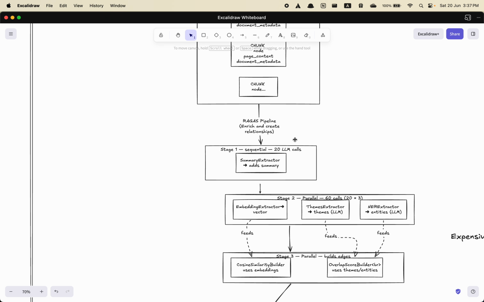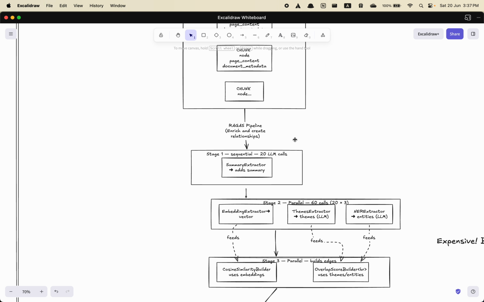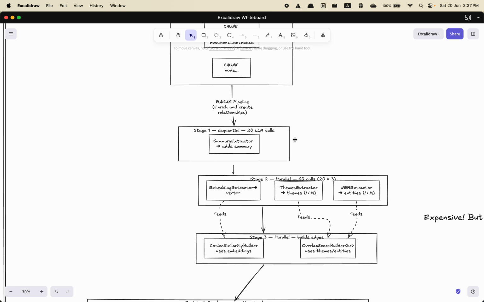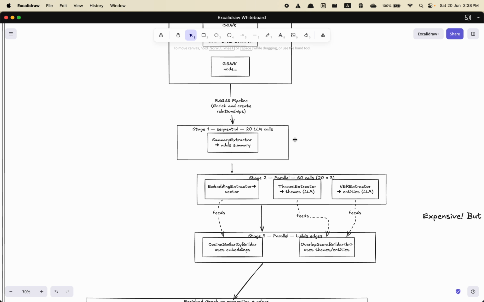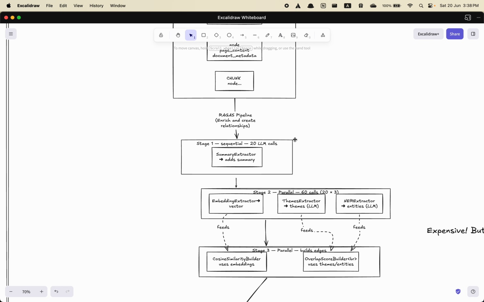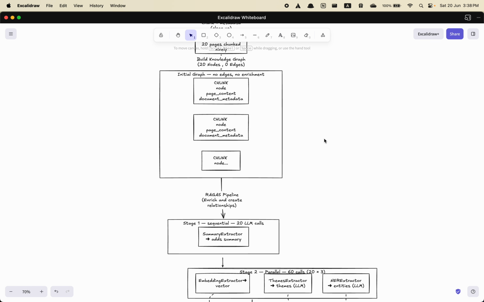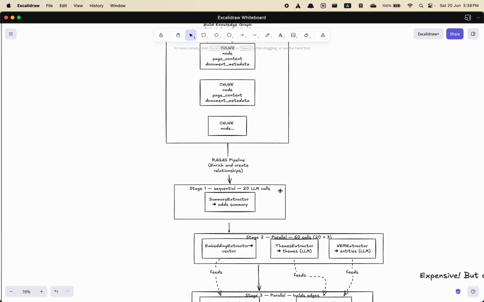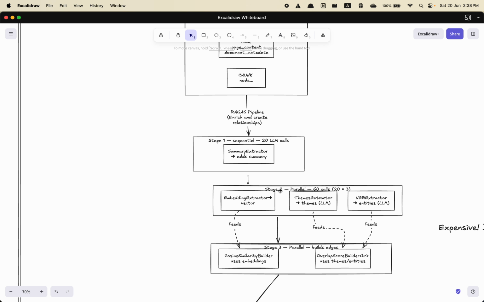And then from there, we take those chunks and pass them into a RAGAS pipeline. RAGAS is a RAG assessment framework. It's pretty common in industry, and within it are the steps that happen. We start off with a summary extractor. This is an LLM looking at the chunks and providing a summary. Here we made 20 pages chunked nicely, so we have 20 LLM calls that add a summary on as a data field.